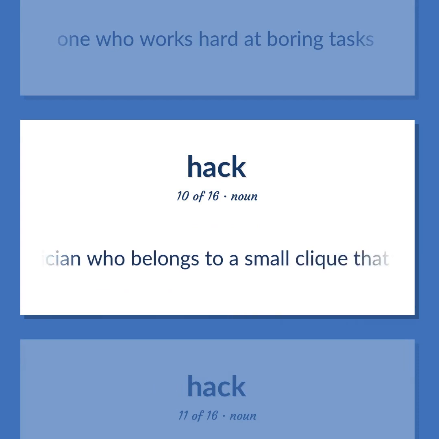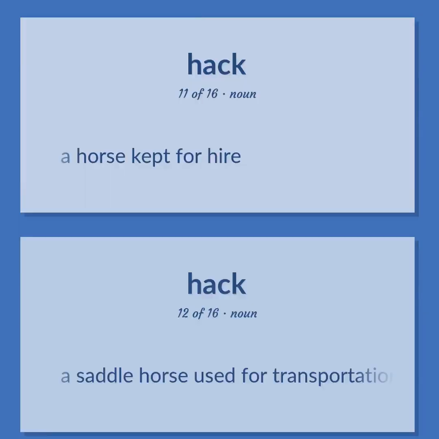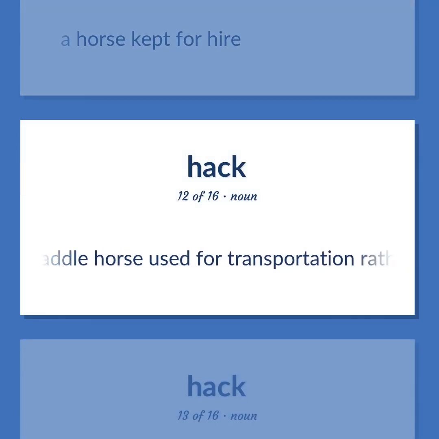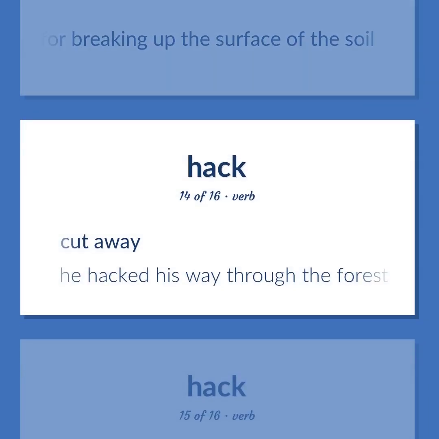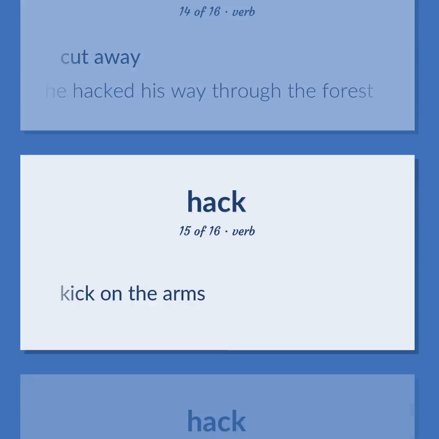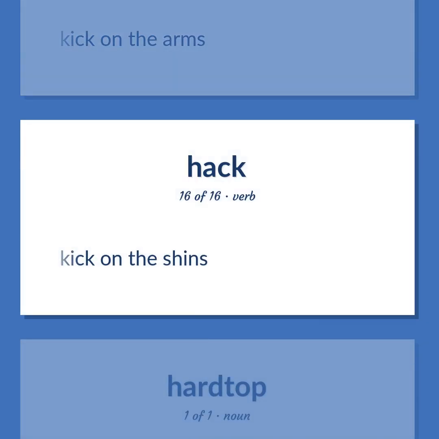A politician who belongs to a small clique that controls a political party for private rather than public ends. A horse kept for hire. A saddle horse used for transportation rather than sport. A tool, as a hoe or pick or mattock, used for breaking up the surface of the soil. Cut away. He hacked his way through the forest. Kick on the arms. Kick on the shins.